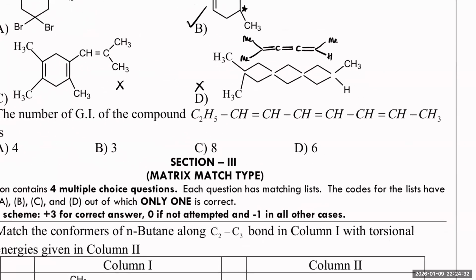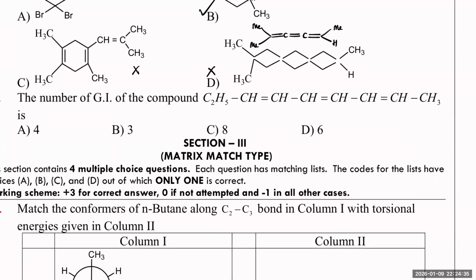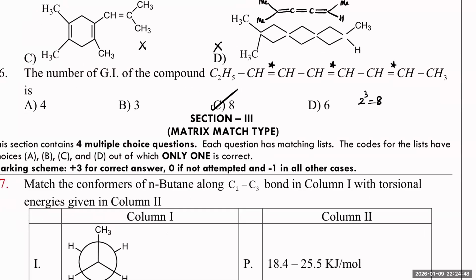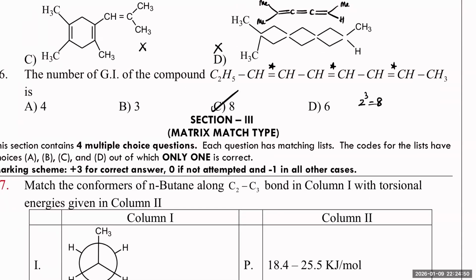Number of geometrical isomers of the compound in this case is how many? You can see there is no symmetry. So that means this is one stereogenic unit, second stereogenic unit, third stereogenic unit. So 2 raised to the power of 3 makes it 8. So 8 geometrical isomers can be observed.